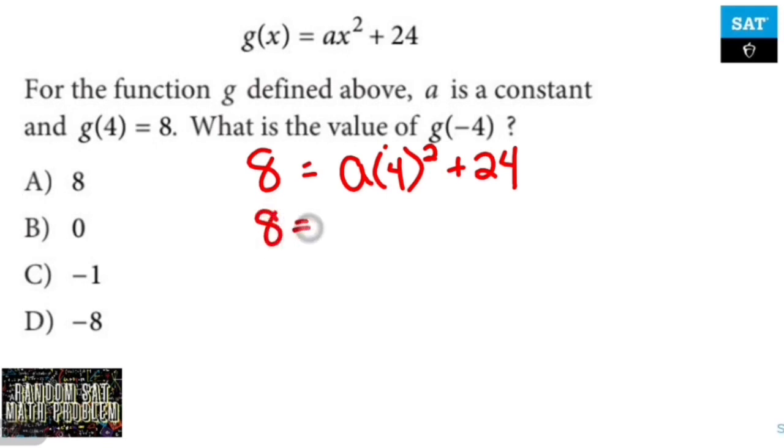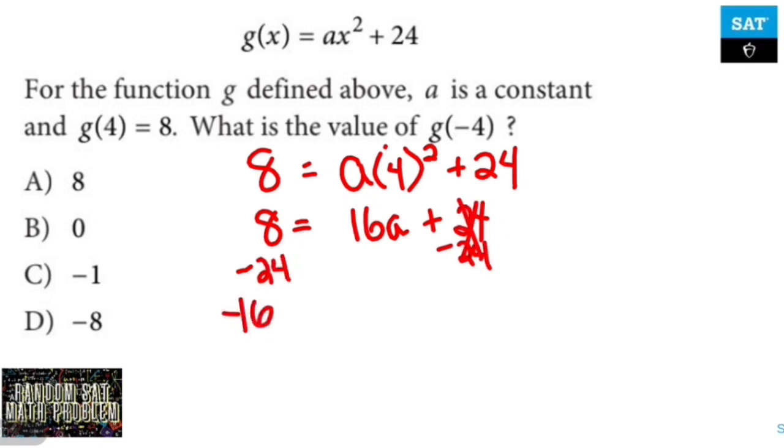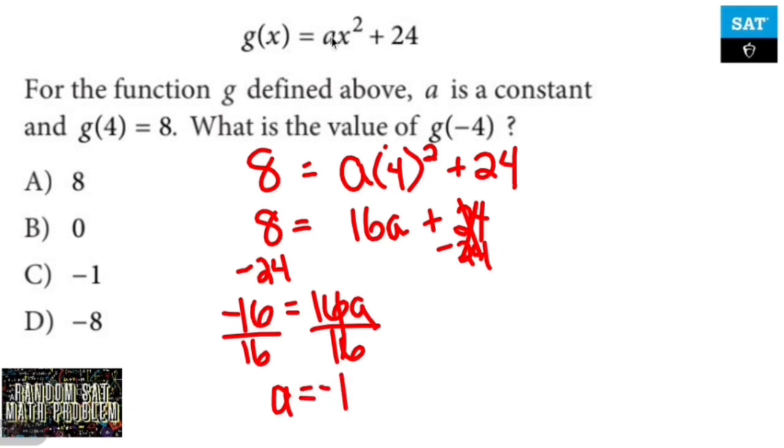So 8 is equal to a times 4 squared, which is the same thing as 16a plus 24. Subtract 24, subtract 24. That gives me -16 on the left equals positive 16a on the right. Divide both sides by 16, and a is -1. So now that I know that a is -1, I can plug in -4 into this equation and get a legitimate answer.